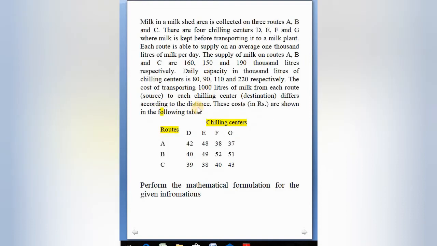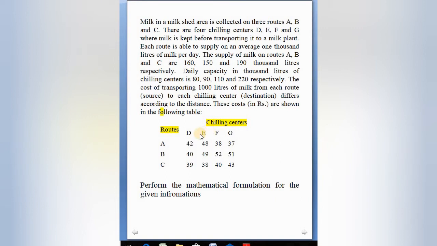And here, as you have seen, there are two constraints in this case. One is chilling center and the other is routes. For each constraint there are also sub constraints. For example, for chilling center there are 4 sub constraints. For routes there are 3 sub constraints. The supply of milk on routes A, B, C and the daily capacity in 1000 liters of chilling centers D, E, F, G impose these constraints. As I said to you, the total quantity transported from route A must be equal to its capacity of 160,000 liters of milk.